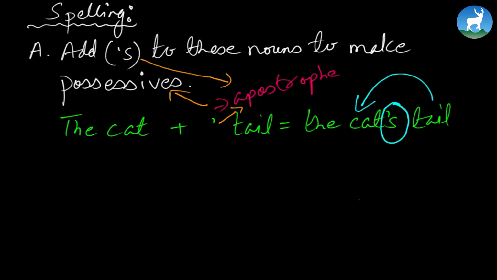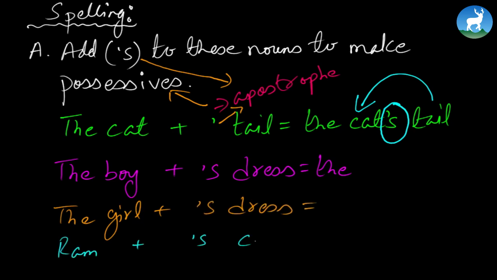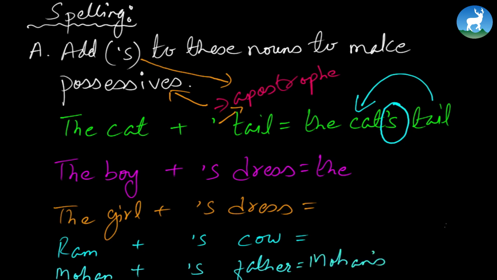Now there are a lot of simple exercises. I know you're eager to do it, right? So here you go. The boy plus dress. You do the rest. The girl plus dress. Isn't it simple? Ram plus apostrophe s and cow. And finally we have Mohan plus father equals Mohan's father. See? This is how the apostrophe shows possessiveness. So you can certainly do this in the classroom itself. It won't take long, right?